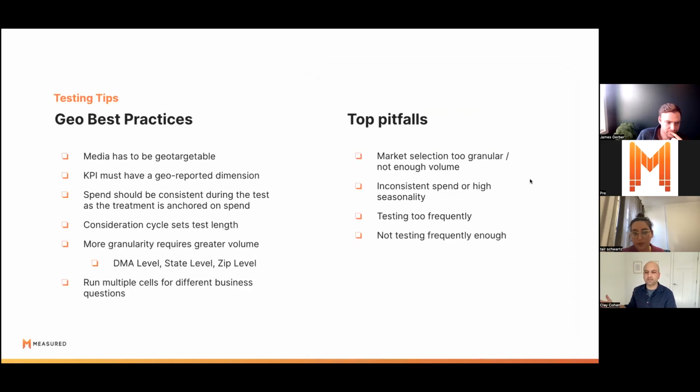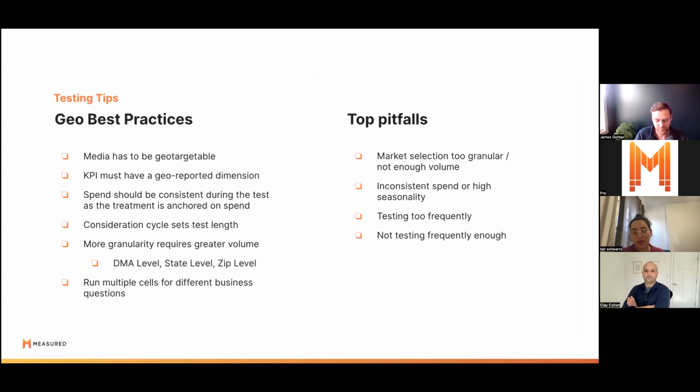Couple testing tips. Ty, do you want to give some best practices? I think these actually answer some of the other questions people have coming in about designing or running a geotest. Yeah, sure. I'm sorry, I'm not seeing the questions at all, just focused on the deck, but let me walk through this.